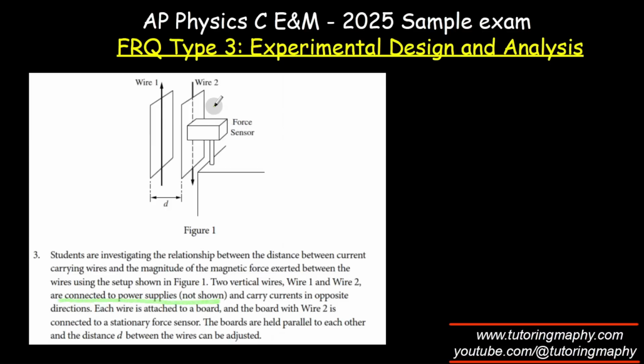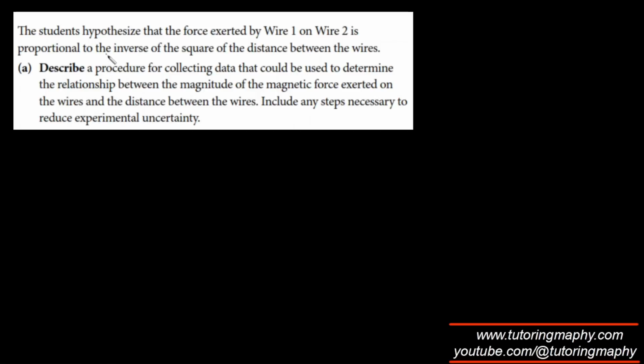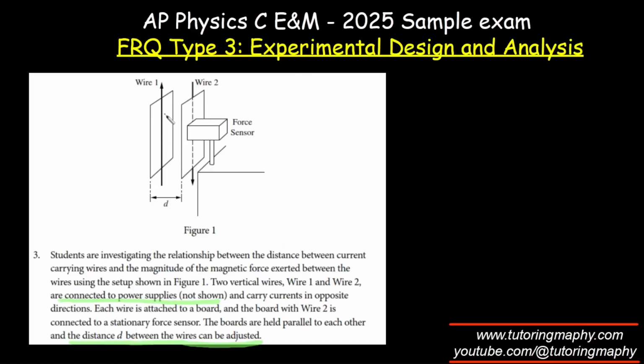And there is a force sensor that is placed near wire 2 so that it can measure the force acting on wire 2. The distance between the two wires is d, that can be adjusted, of course. Now the question says that a student hypothesized that the force exerted by 1 on 2 is proportional to the inverse of the square of the distance between the two wires. So he said that the force acting between the two wires is inverse of the square of the distance.